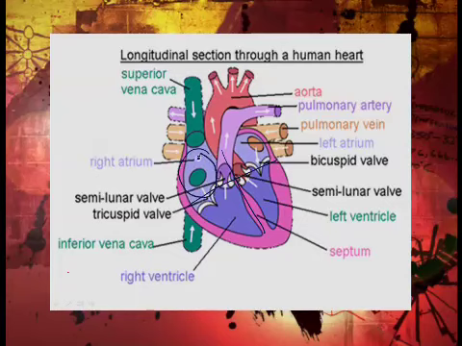There's an upper chamber called the right atrium. There's an upper chamber called the left atrium and lower chambers called ventricles, a right ventricle and a left ventricle.